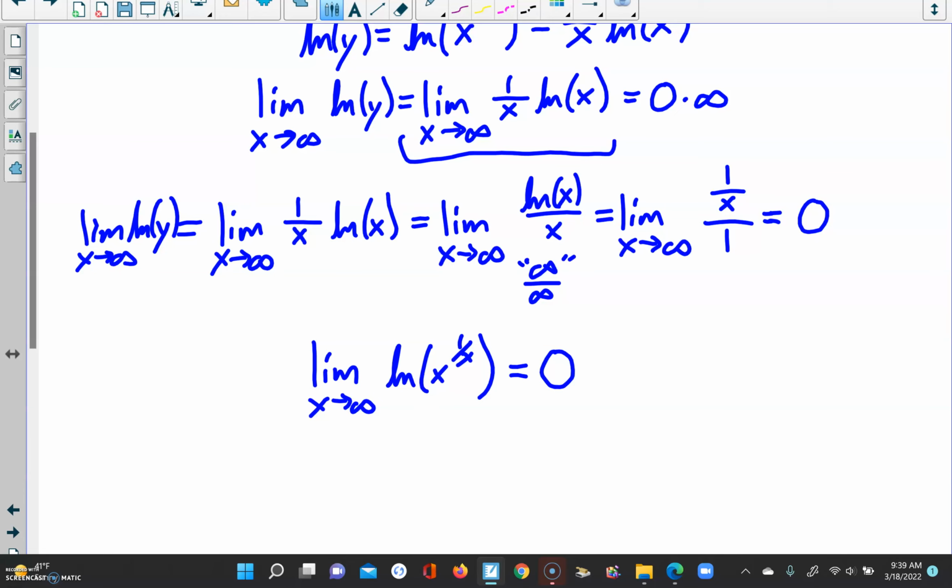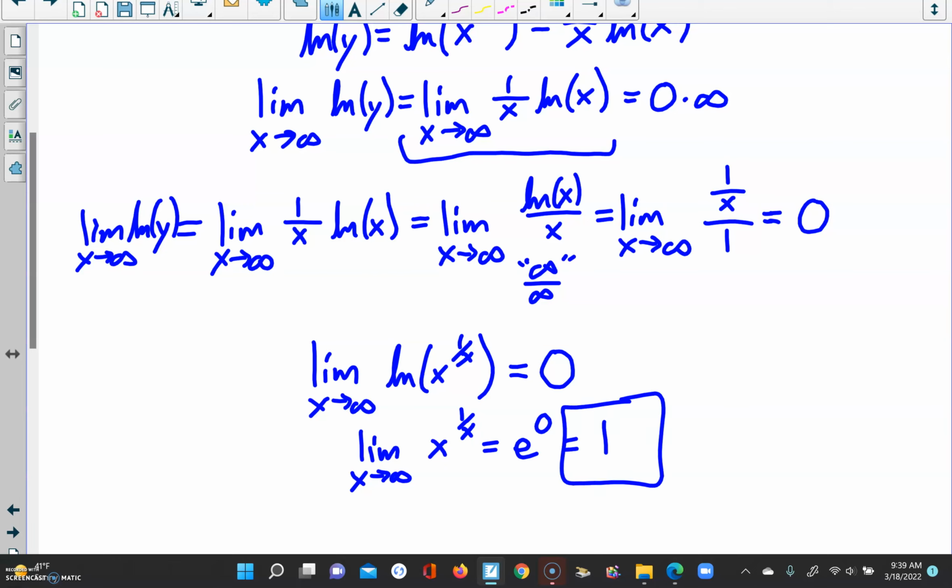So what we'll do here is just make the conversion. So we'll have the limit as x goes to infinity of x to the 1 over x is actually equal to e to the 0 power. So you just put that 0 that you got from the natural log result up into the power of e, and then e to the 0 is 1. So the answer to this is actually 1.